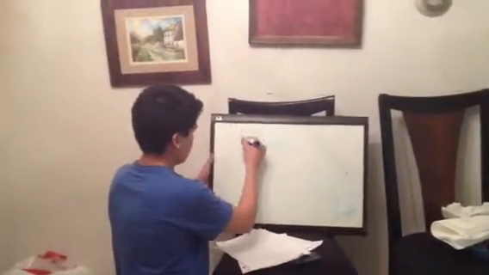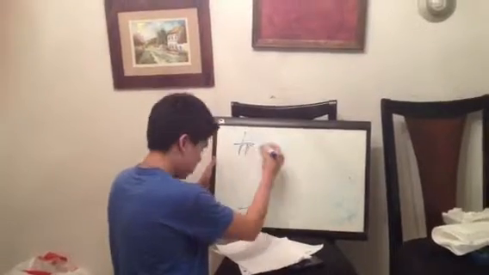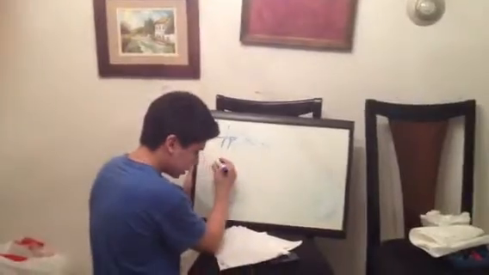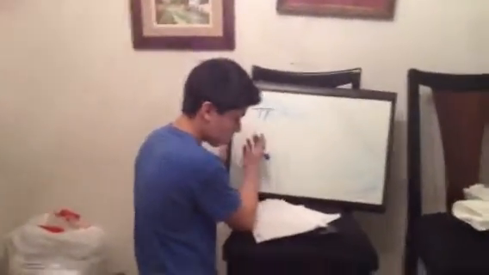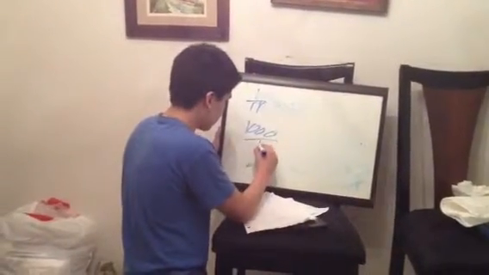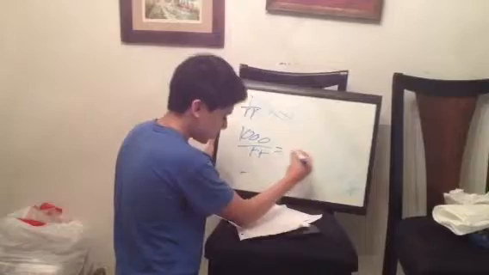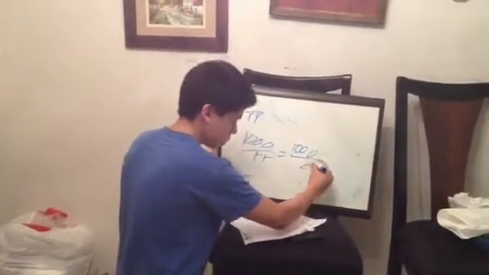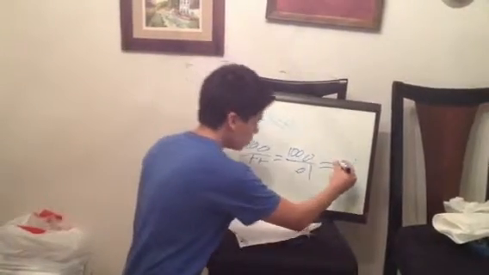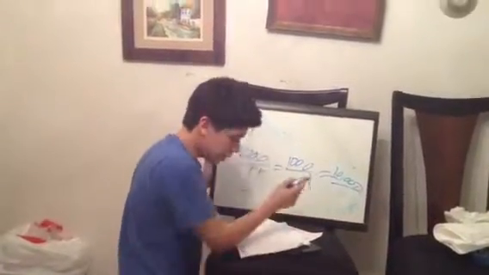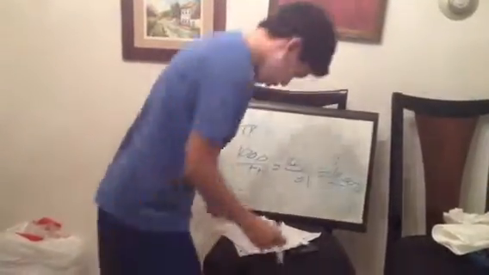So, this is the money multiplier, 1 divided by the reserve ratio. Now, the increase in money supply goes up by 1,000 because it's being deposited. So, you have 1,000 divided by 0.1, which is equal to 10,000. And this would be the increase in money supply.